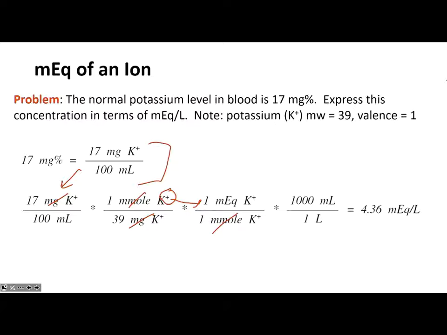The only last trick on this question is I'm still in milliliters, if you remember down here. So how are we going to get rid of the milliliters? Let's multiply by 1,000 milliliters per 1 liter, and then my final units will be milliequivalents per liter. If you do that math from left to right all the way over, you'd get 4.36 milliequivalents per liter. All this question is doing is practicing your unit conversion to convert from one concentration, milligrams per milliliter, to a different concentration of milliequivalents per liter. Okay?